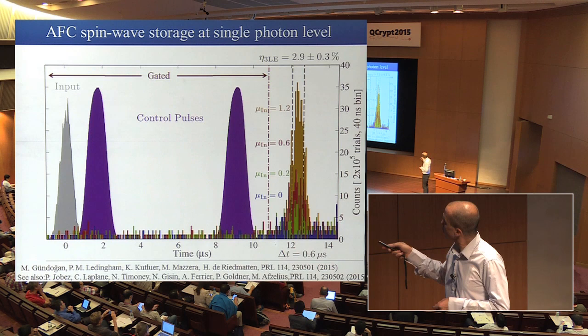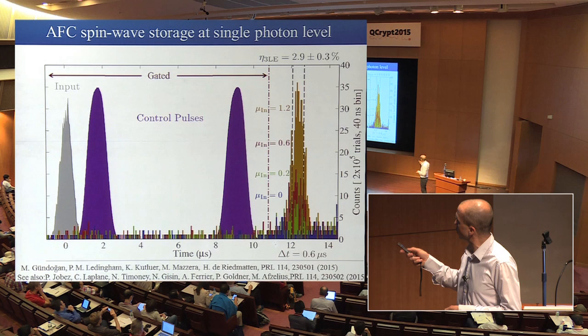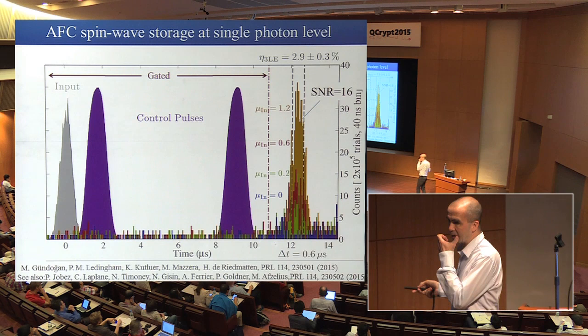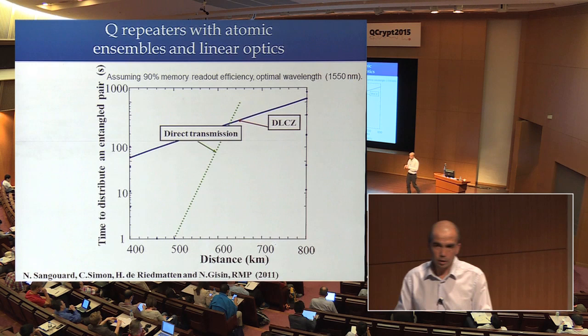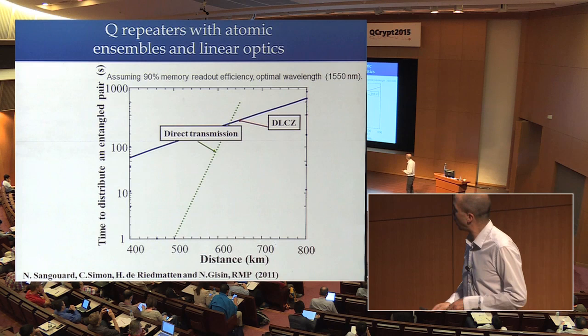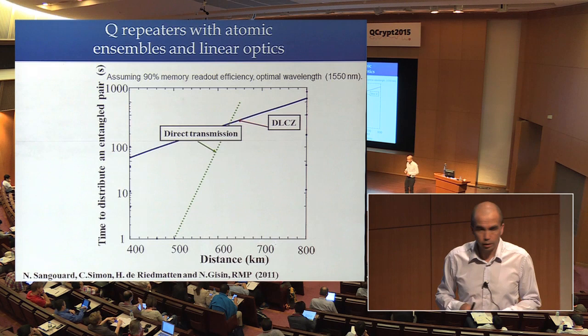So the efficiency here is still not very high, around 3% or so. But the good point is that we can have, at single photon level, a very good signal-to-noise ratio, and this is what is important, at least, to continue along this path. Okay, so this was a little bit of a detour, let's say, on quantum memories and so on. Let's come back to the point, which is that hopefully we would like to build some kind of quantum repeater.